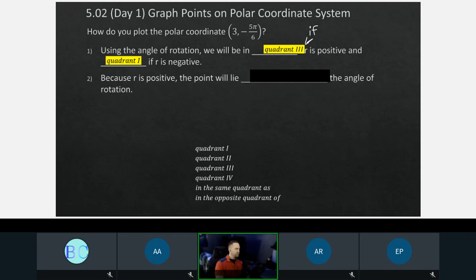All right, part 2 says because r is positive, we actually already answered this. Because the r value is positive, the point will be blank the angle of rotation. I'm going to give you a hint for this second part. It's using one of these two choices. Because r is positive, are we going to be in the same quadrant as the angle of rotation, or in the opposite quadrant? In the same, yep, we're going to be in the same quadrant.